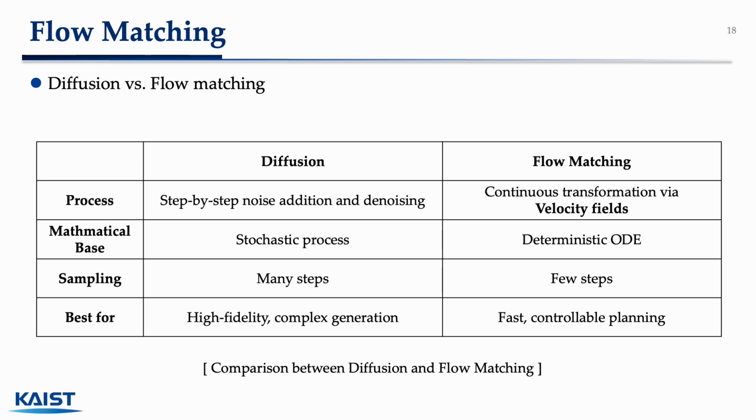I would like to summarize the key difference between diffusion models and flow matching. Diffusion models use a step-by-step stochastic process with many sampling steps, while flow matching learns a deterministic velocity field for continuous transformation. As a result, diffusion excels at complex generation, and flow matching is better suited for fast and controllable planning.